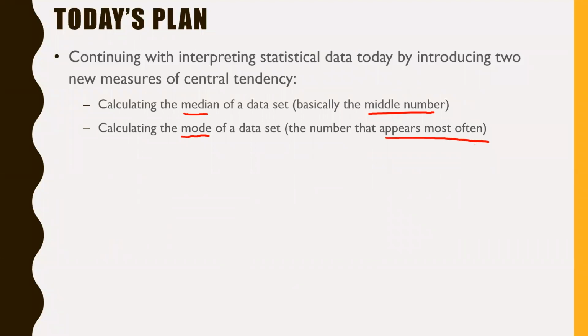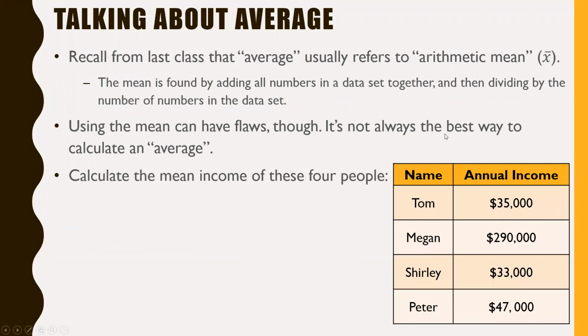Okay, let's get started. So talking about average, recall from last class that average, quote unquote, usually refers to arithmetic mean. And arithmetic mean we denoted with this X with a bar on the top of it, right? That symbol means arithmetic mean, or in other words, just the mean, right? Now the mean is found by adding all numbers in a data set together and then dividing by the number of numbers in the data set.